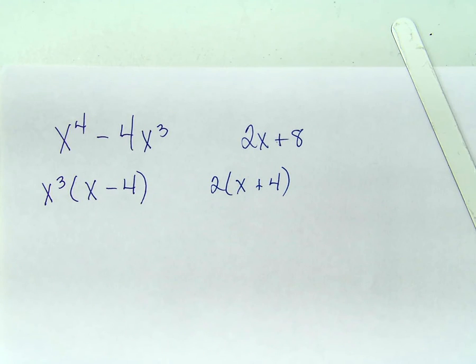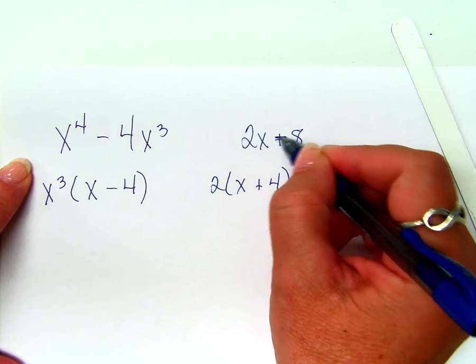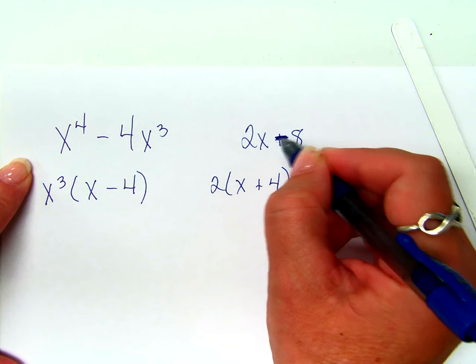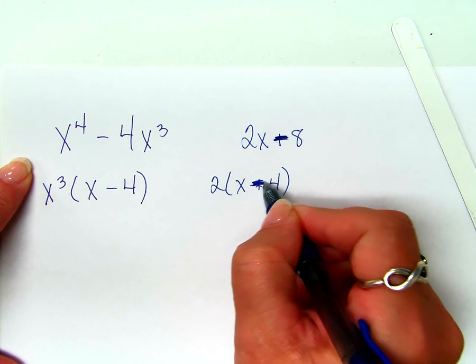So, here's the really cool part. Oh, I wrote it down wrong. Dang it. This is supposed to be a minus, because then it's not so cool. If this is a minus, what's this? A minus.